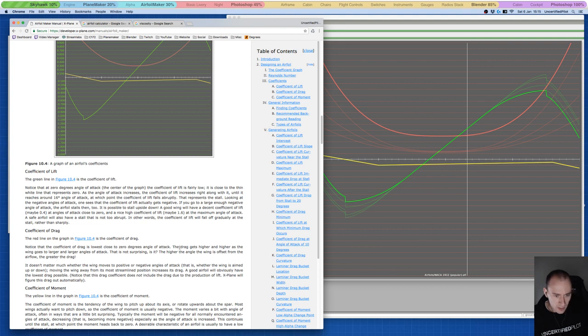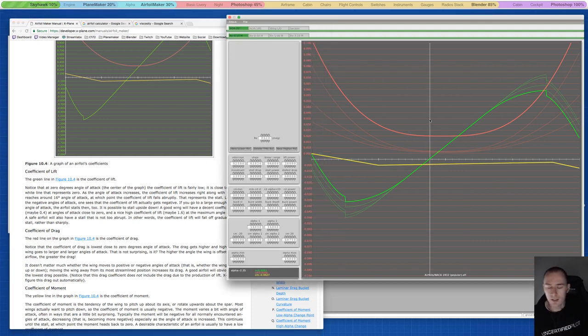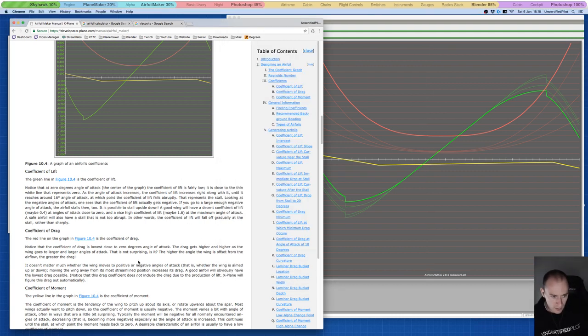Notice that the drag gets higher and higher as the wing goes to a larger and larger angle of attack, or negative larger, more extreme angle of attack. Yes, because the wind is hitting the flat surface. That is not surprising, is it? No.